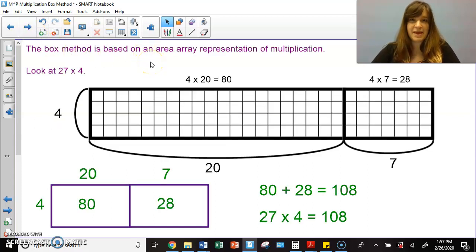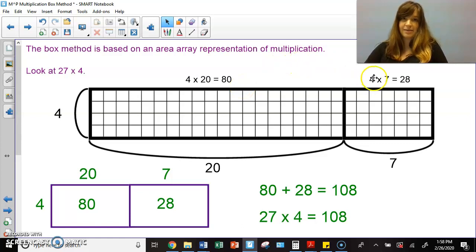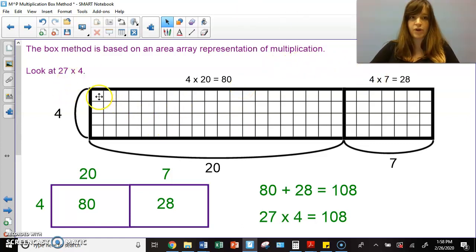So the box method is based on an area array, okay? When you first learned about multiplication, you learned about arrays, rows, and columns to demonstrate a multiplication problem. Well, let's look at the problem 27 times 4. Instead of thinking of it as 27 times 4, I'm going to think about it like 20 times 4 and then 7 times 4. So my whole row across, that's 27 pieces, okay? So instead of thinking about all 27, I'm going to break it up into 20 over here and 7 over here. 4 rows of 20 is equal to 80.